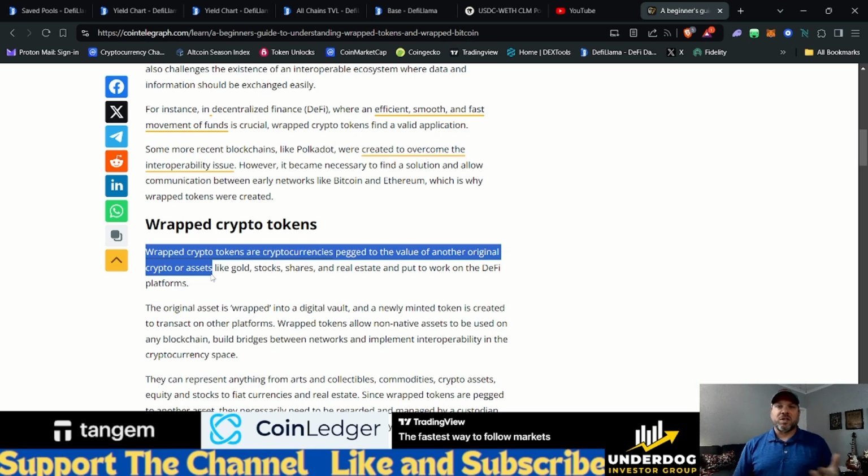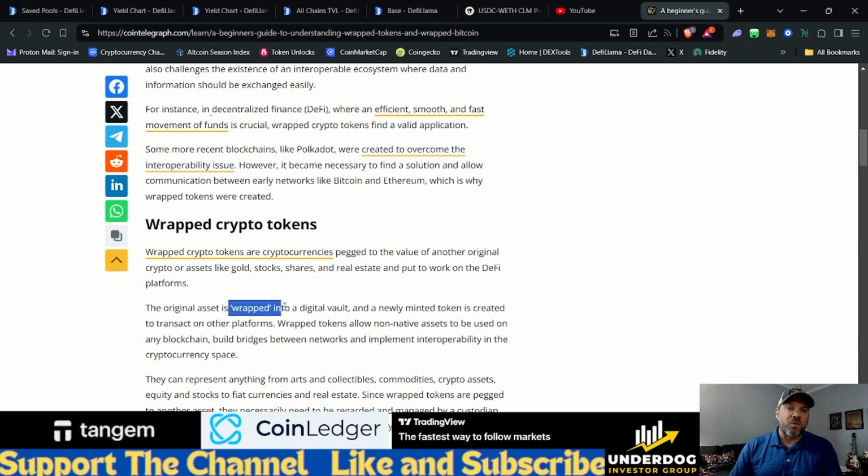Now, a wrapped token can also be something like an NFT. It can represent art, a collectible, a crypto asset, a commodity. That's why you have tokens that represent gold, tokens that represent the US dollar, tokens that represent the euro. There are tokens that can represent Bitcoin, Ethereum, Solana, Matic. It does not matter. So, why would we need to wrap a token? And what is happening to our Bitcoin or Ethereum or whatever we're getting wrapped?